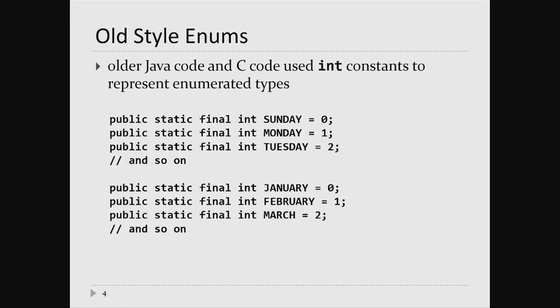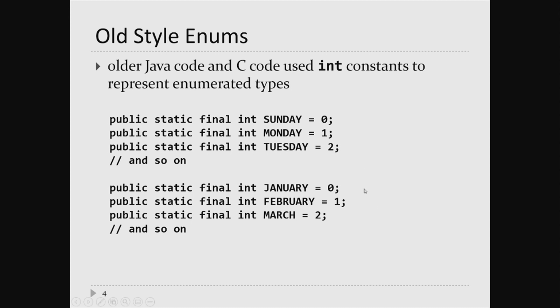Okay, so in older Java code and C code, the language that Java basically inherited from, there's no proper enumerated type. So what you used to do is make what are called int enums. You use an integer value to represent each enumerated constant. For example, in old style Java, you would write public static final int, so that makes a constant, Sunday is 0, and then public static final int Monday is 1, and so on and so forth.